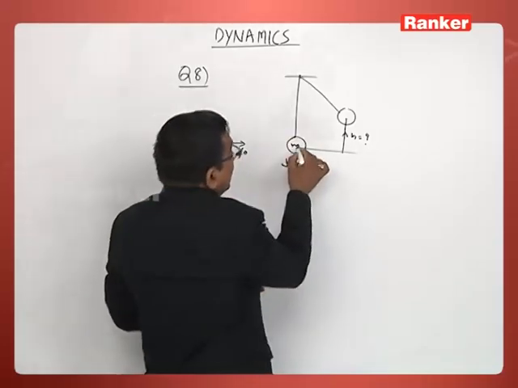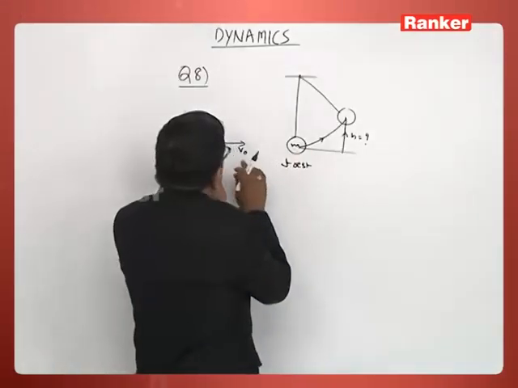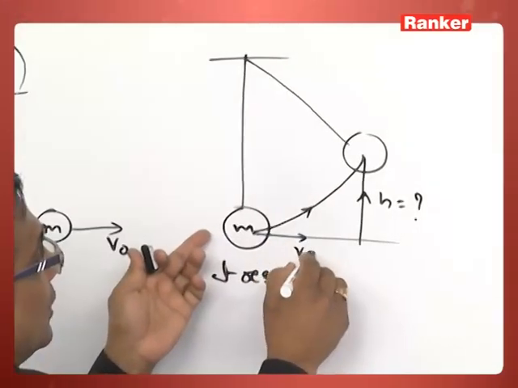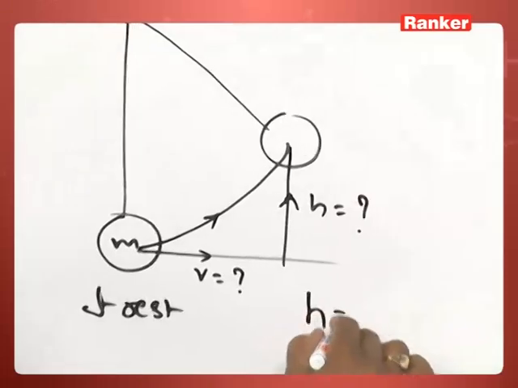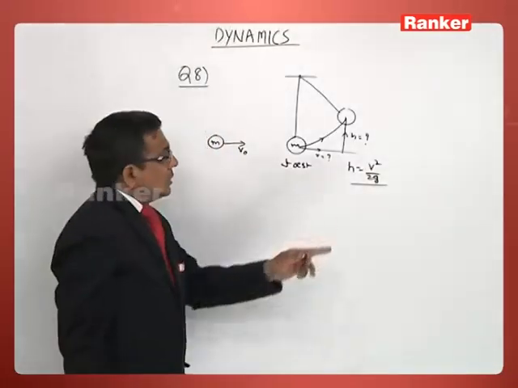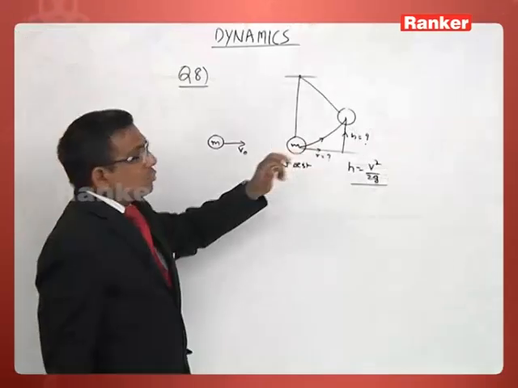So to know the height, what is the velocity that you have to calculate? Because of the impact, this will impart some velocity on this body, and you must know that velocity. If you know that velocity, you can calculate the height. You know the formula h is equal to v square by 2g in kinematics. So to get the height you require v. What is the common velocity of these two bodies?